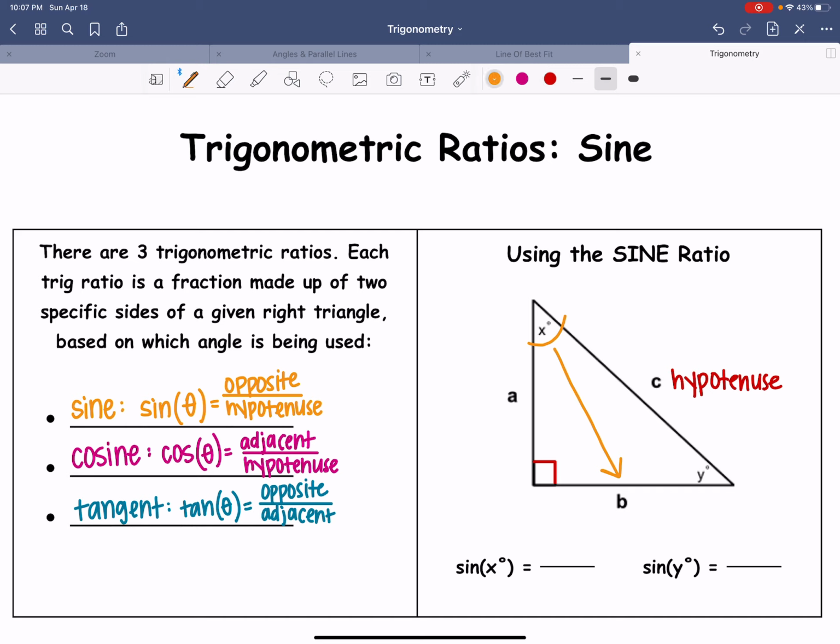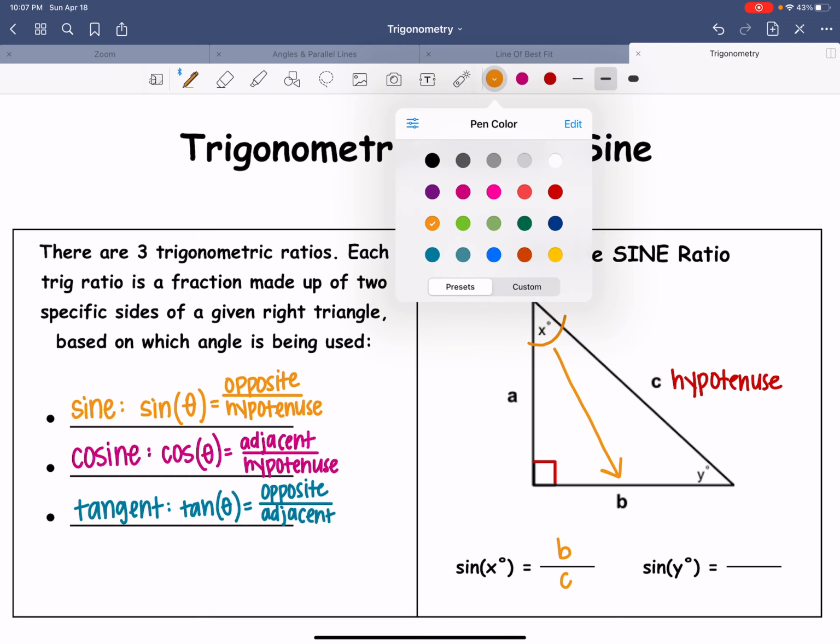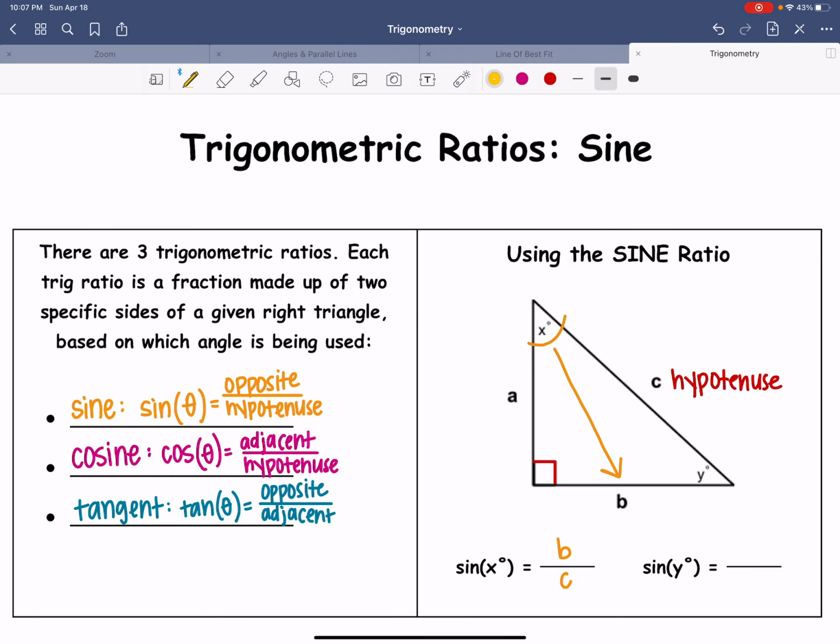Right, so our trig ratio for the sine of angle X is B over C, because that's the opposite side from angle X over the hypotenuse of this triangle. Now let's find the sine of angle Y. So if I'm using Y as my angle of reference, I'm going to look at the opposite, which is A, over the hypotenuse, which is C. So whatever those actual numeric values are, you're just going to plug those into your calculator and divide.